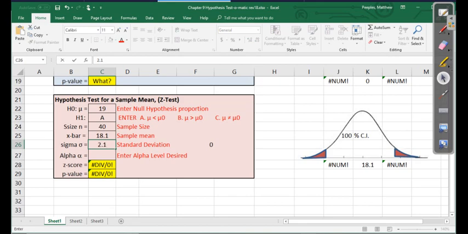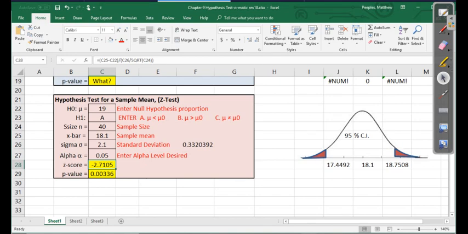Yes, I know that we were told that the sample standard deviation was 1.8 years, but in this case, 2.1 years is the population standard deviation, and in a z-test, we assume that we used that standard population. Finally, it told us that we were going to test at the alpha level desired with our level of significance of 5%. So 0.05 is the number that we want.